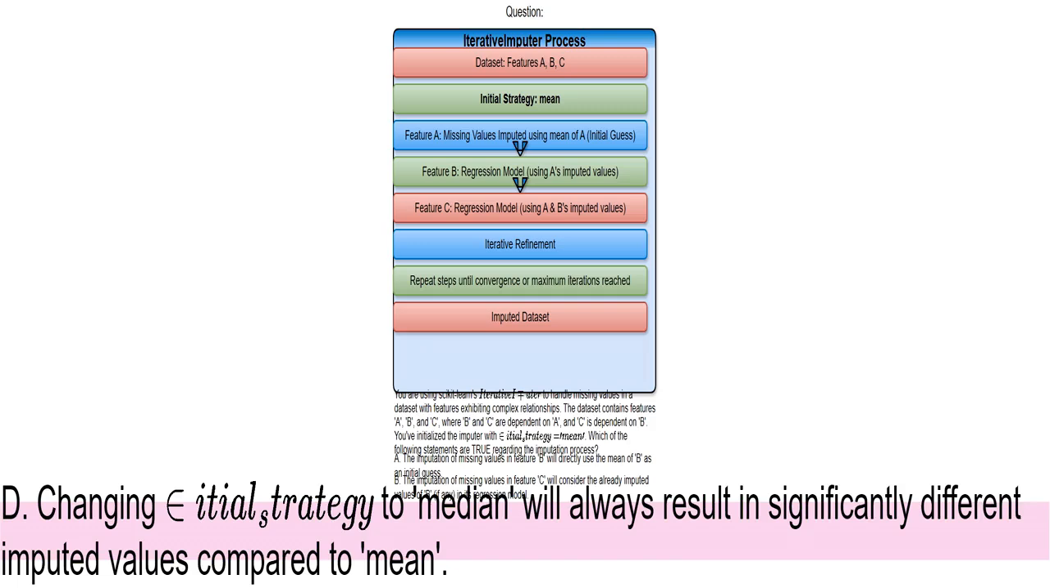This tests my understanding of how sensitive the results are to the choice of "initial_strategy". While using median instead of mean might change the imputed values, there's no guarantee of a significant difference. It depends on the dataset, the distribution of values, and presence of outliers. The statement is too strong and is false.